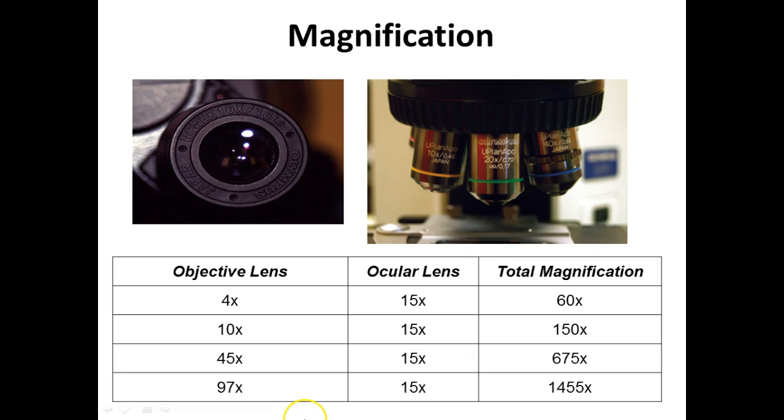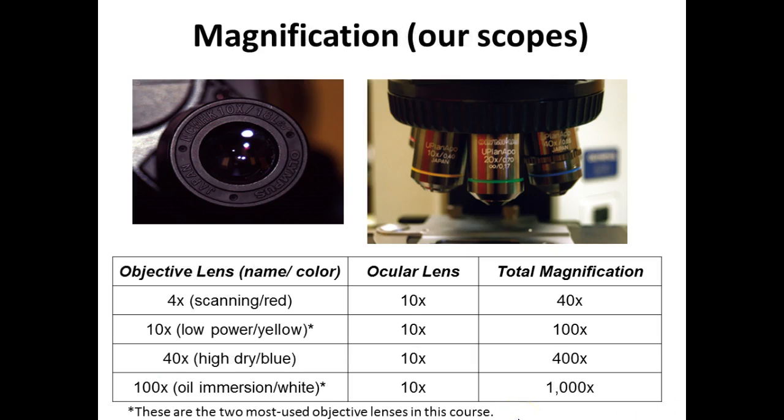This is an example of magnification. I have to say I've never seen a 15x. I've seen a 20x ocular though. But these are kind of made up numbers just so you guys can practice multiplication. I do have calculators for you guys to use. Right, but you just multiply the two numbers. These are the actual numbers for our microscopes.